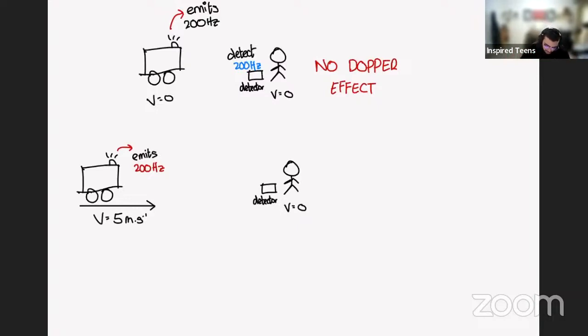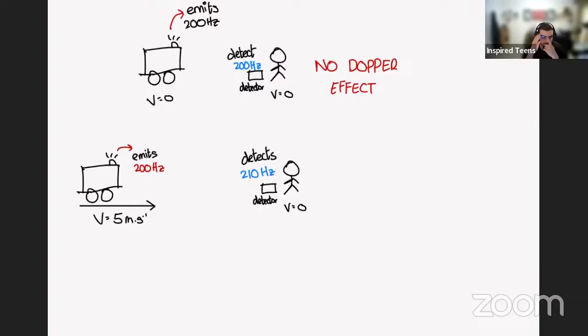Now, this is when things change, right? Instead of detecting the exact amount of hertz, it would actually detect more. So let's just give an example, and let's just say it detects 210 hertz of frequency. So this is what happens. This is what we can observe when there is relative motion between a sound source and a listener.